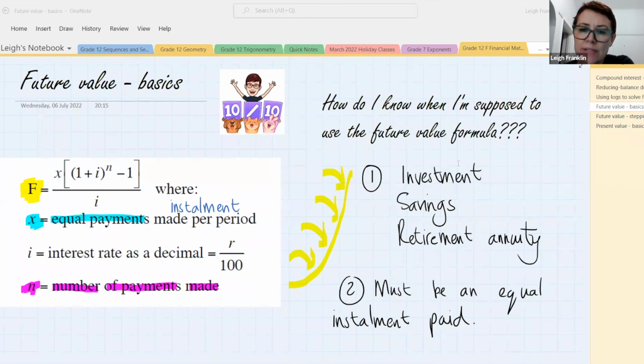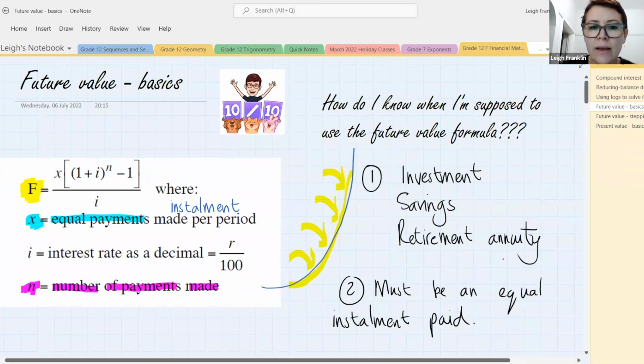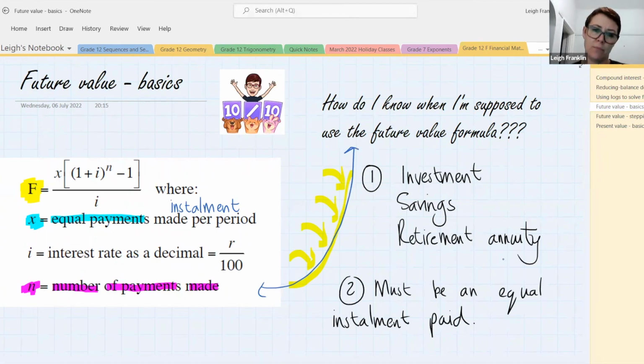So we were saying that if they are implying that we are making some kind of investment or savings or a retirement annuity, and there is an equal monthly installment that's going to be paid, then it's future value. Because what's happening is that money is being paid into an account every single month and it's growing in an exponential fashion over time. So in the future, as it grows bigger, it amounts into a future value.